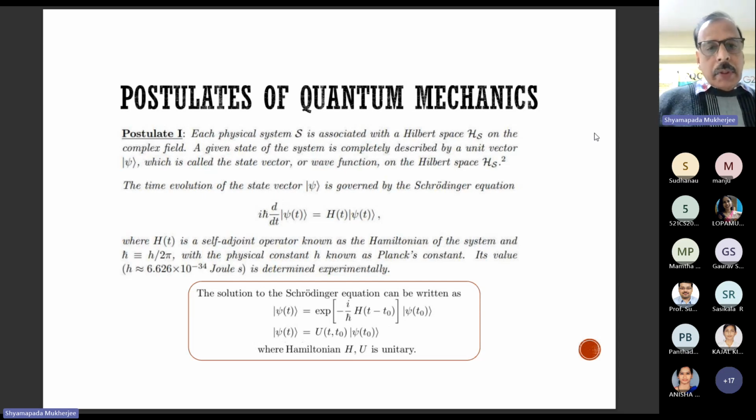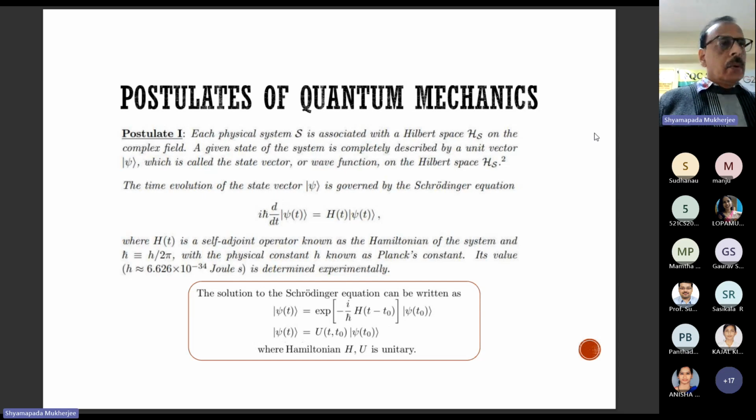Now, the solution of this equation, you closely observe in the last step. In the last step, what you see there, psi(t) is equal to U into psi(t0). You have observed or not? What is the last line of mathematics? Psi(t) is equal to U into psi(t0). What is psi(t0)? The value of the wave function at initial time. And what is psi(t)? The value of the function at time t. So how to get from psi(t0) to psi(t)?